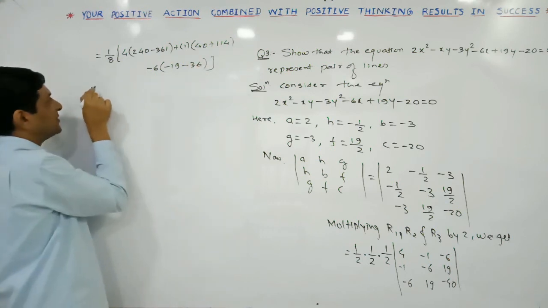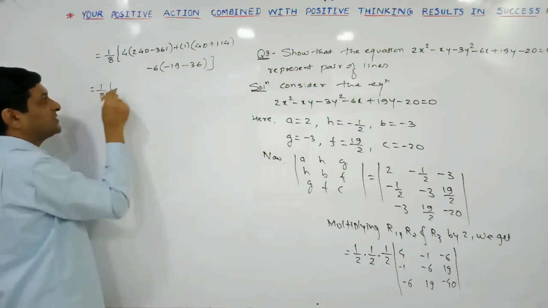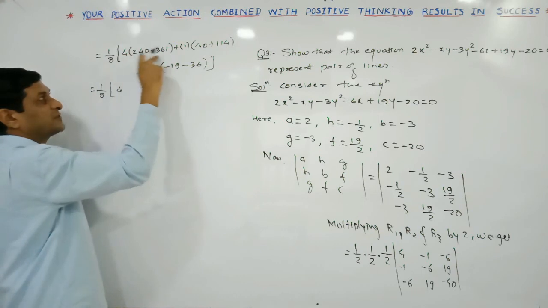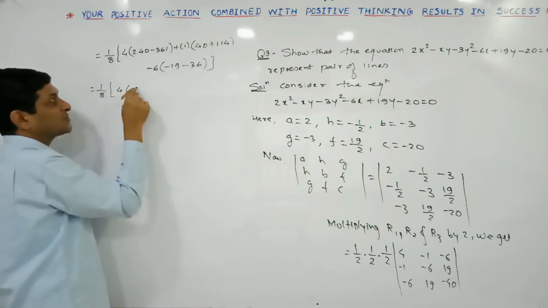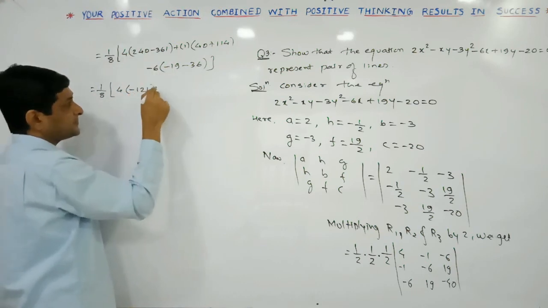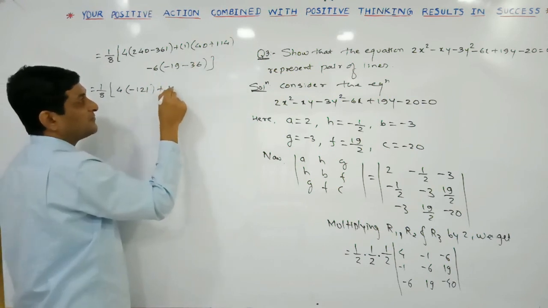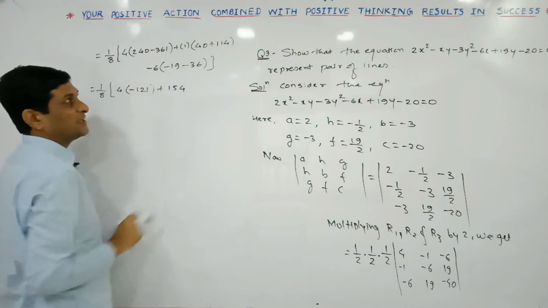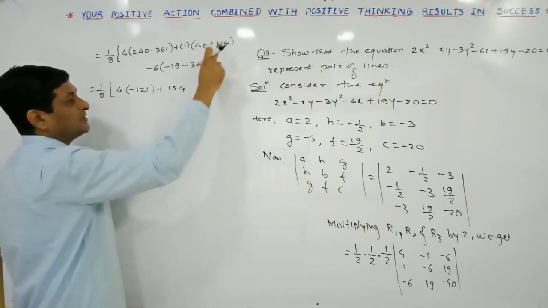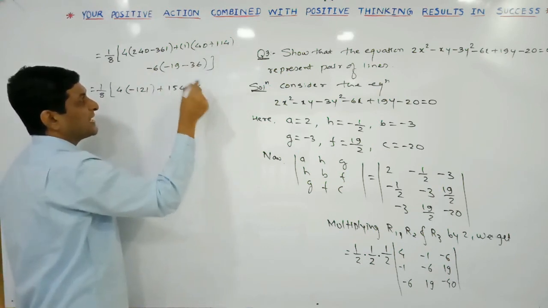So which is equal to 1 by 8, keep it as it is, 4 also keep it as it is. Their difference will be equal to minus 121, plus here their addition will be equal to 154. Yes, 154, and here minus 6 keep it as it is.